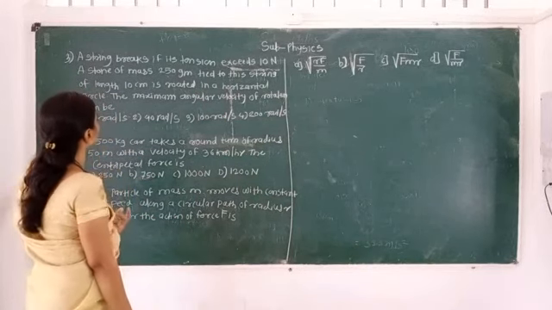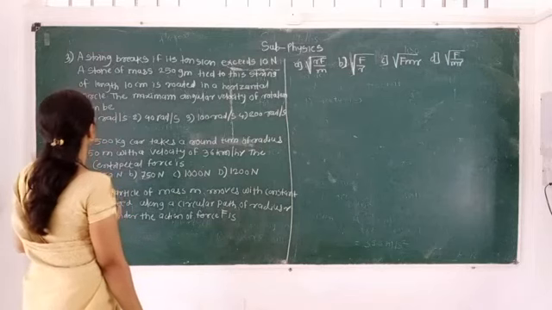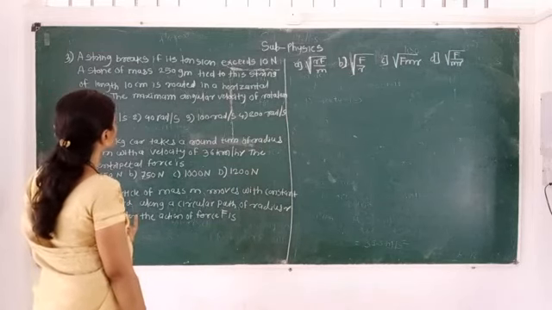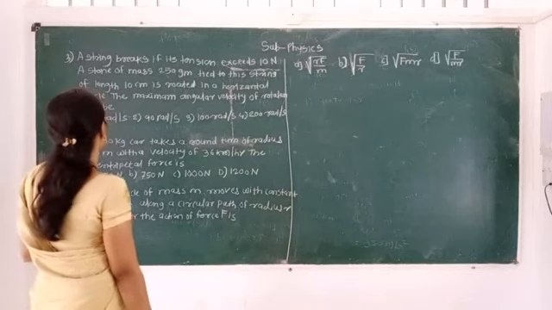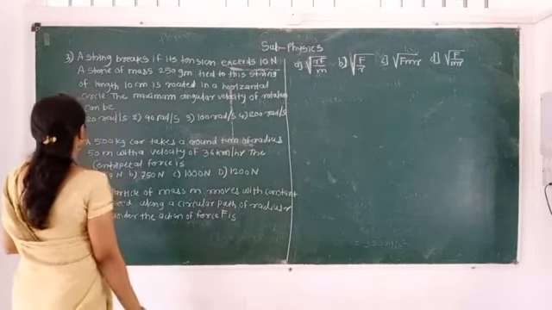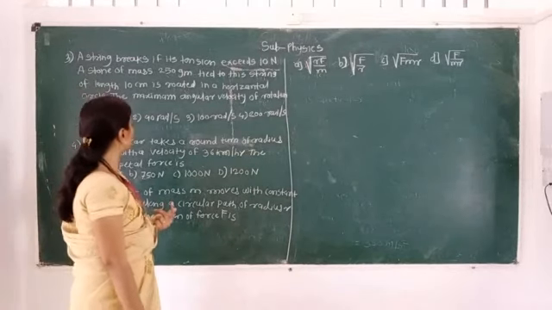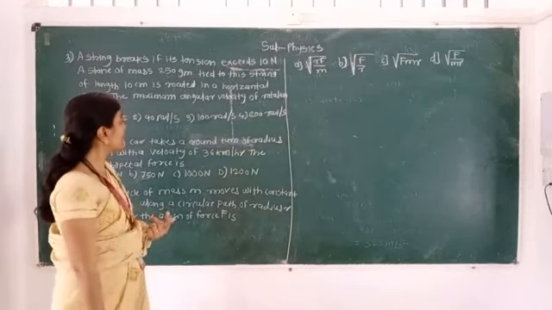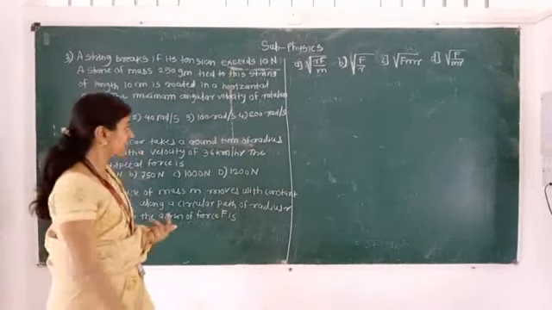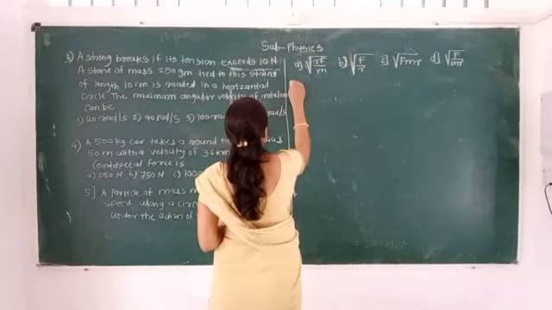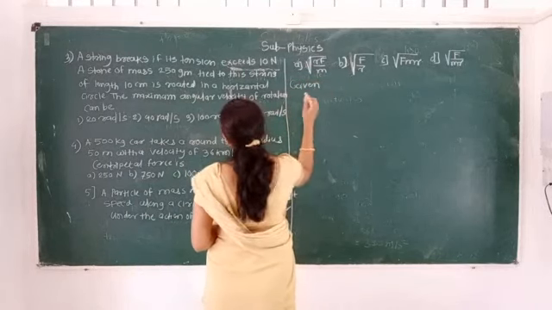A stone of mass 250 gram tied to a string of length 10 centimeter is rotated in a horizontal circle. The maximum angular velocity of rotation can be: first option 20 radian per second, second 40 radian per second, third 100 radian per second, and fourth 200 radian per second. Let me write the given. As per the given information, we will draw the diagram also. What is the given here?